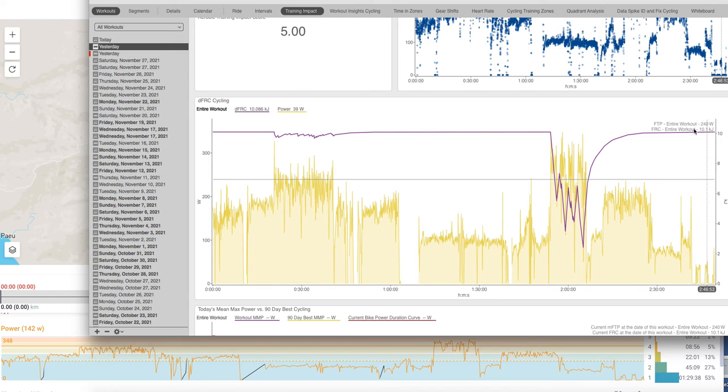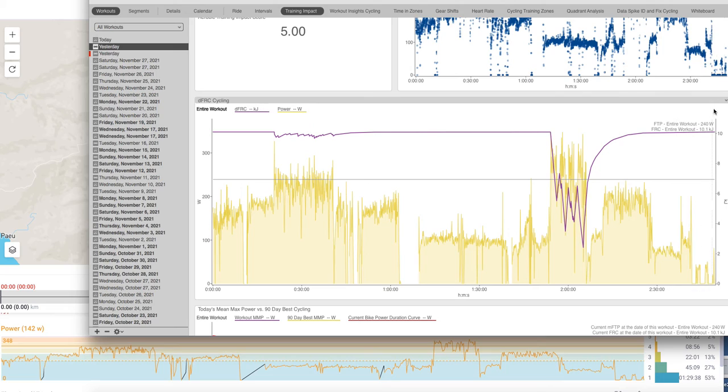And you can see here that WKO5 is estimating 240 watts for my FTP, and that's simply because I haven't actually done a full-on FTP type test for a while, so my data's dropped off. But judging how I feel, I'd say my FTP is around about 260, and it's sort of underestimating it, but it's just because I haven't done a hard ride for a while. But I will be doing one soon.